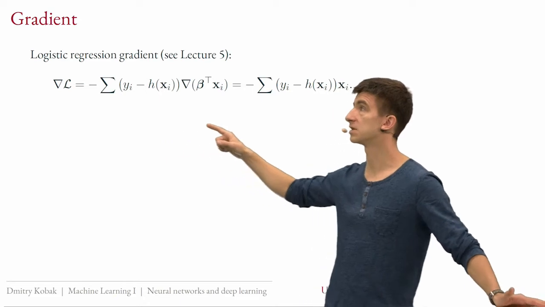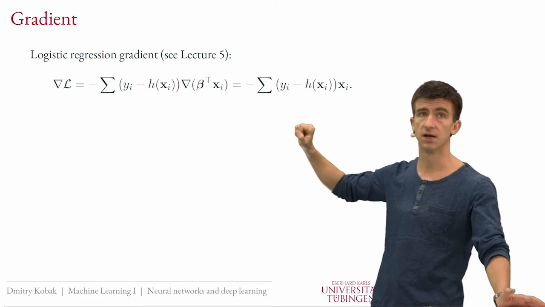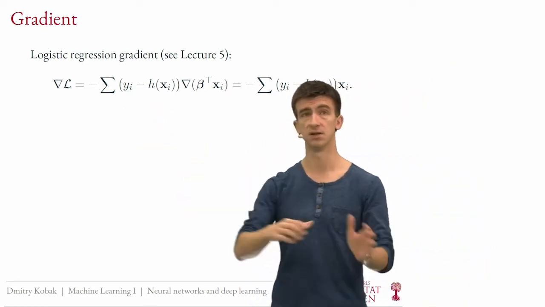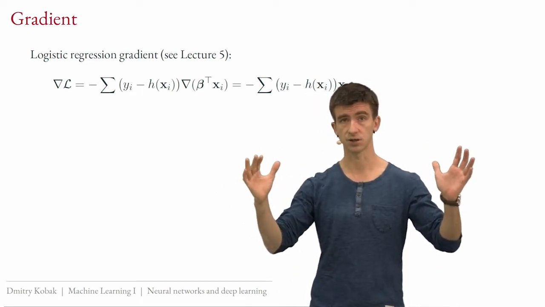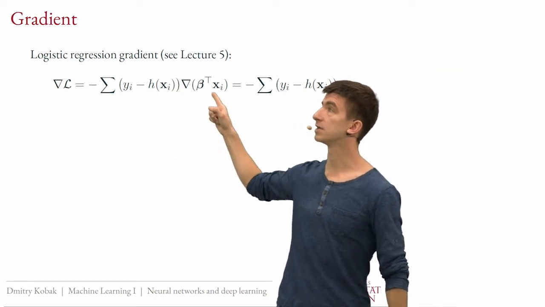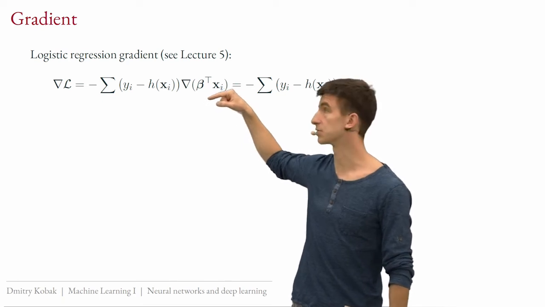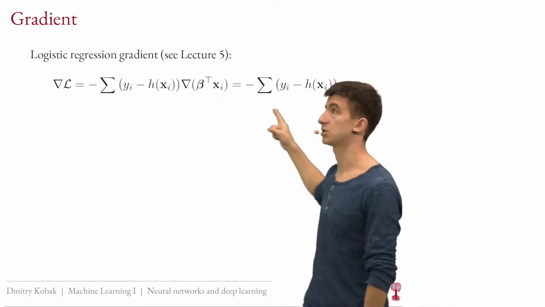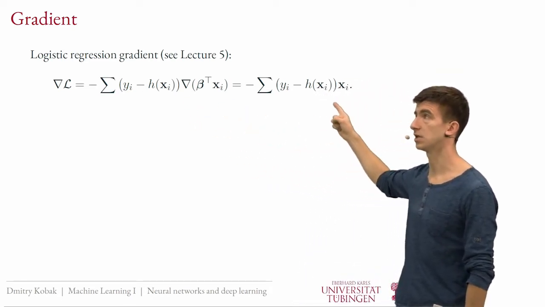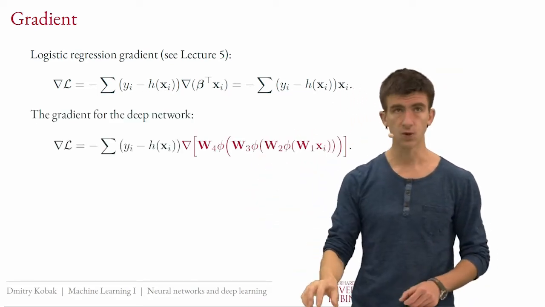As a reminder, this is the gradient of logistic regression. Go back to that lecture if you're unsure how that works. That's pretty important. When you differentiate this loss, which doesn't change in this lecture, you get this, and then you have the gradient of whatever goes inside the logistic function. In this case, the gradient of beta x with respect to the parameters is just x. That's the gradient of logistic regression.